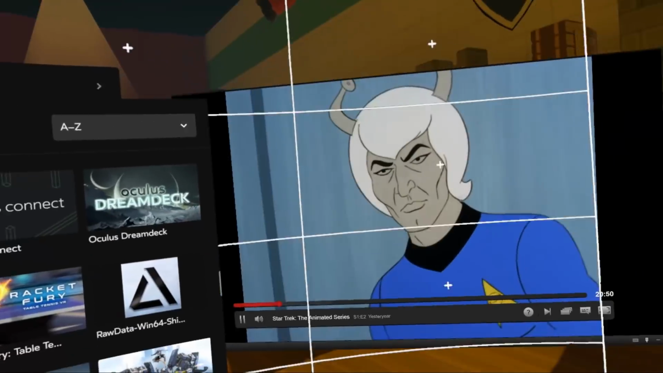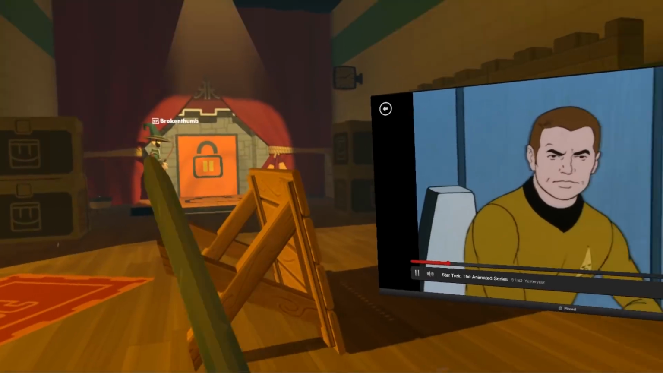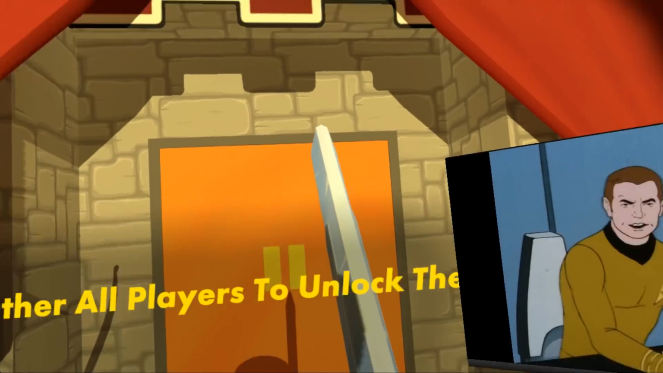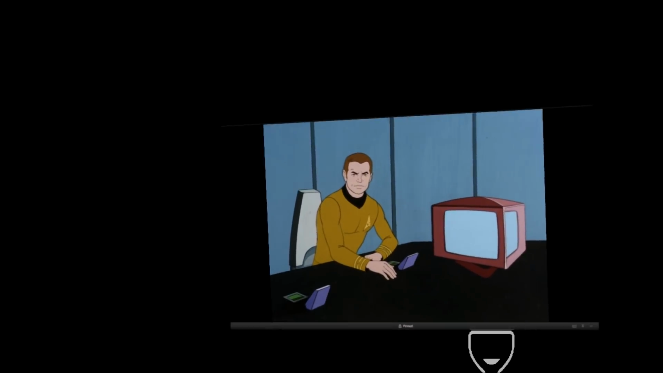So if I'm playing Elite Dangerous and I'm doing a long mission, I can have a Netflix window playing alongside my game. It's multitasking in VR. I think there's a lot of potential to this.